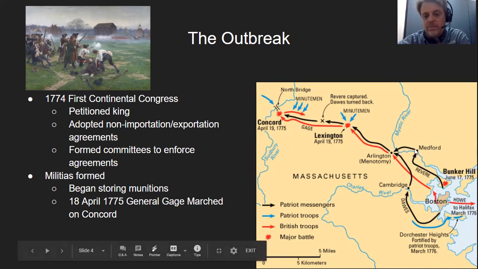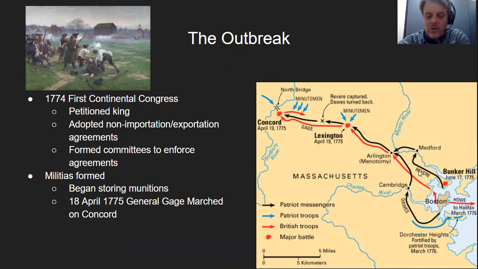Paul Revere made his famous ride. He rode across the bay here, borrowed a horse, came across, and made his famous ride, going town to town, letting everybody know that the regulars, as he called them, the British Army, was coming. And then he got captured here.